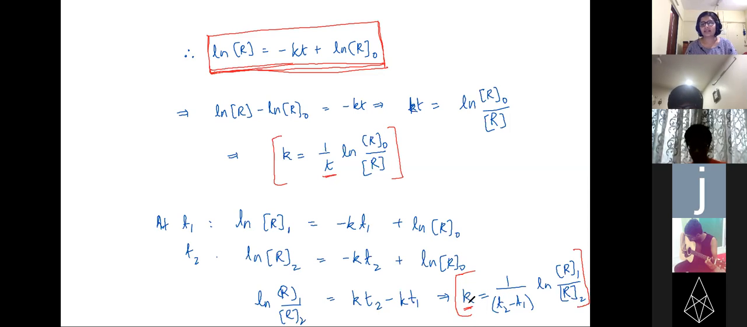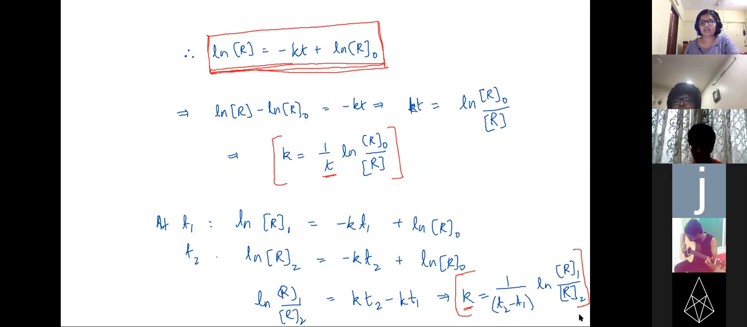So basically calculating K, for a particular reaction, is independent of the initial concentration. The rate constant only depends on the temperature. Okay, so this is one aspect of it.